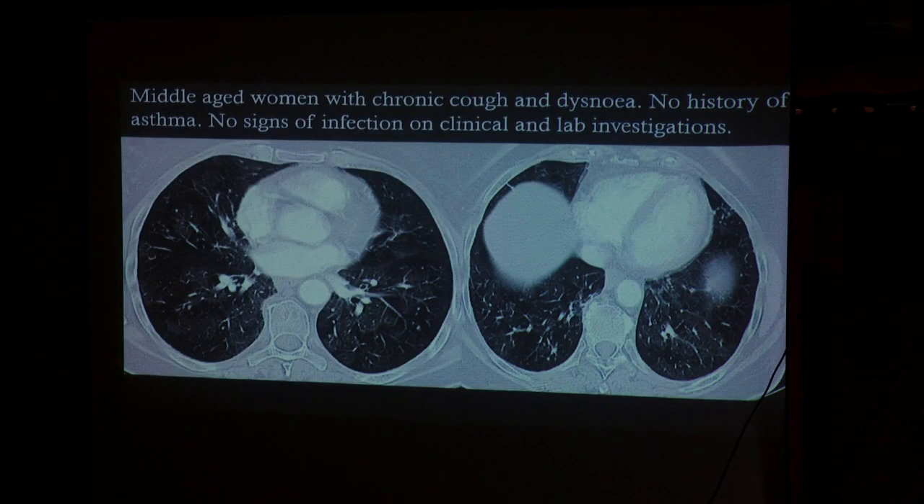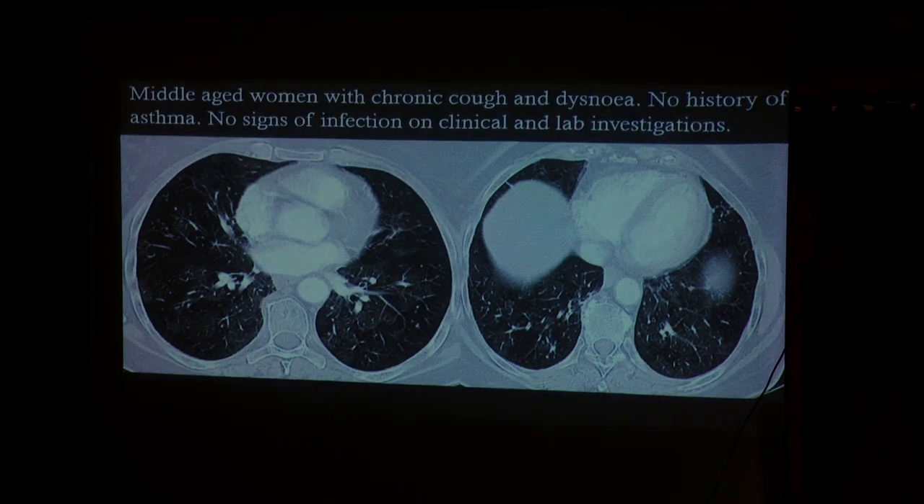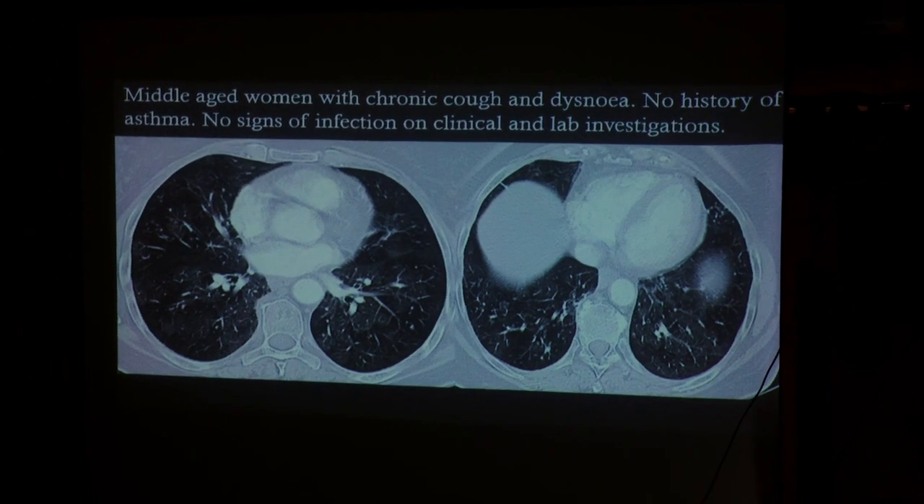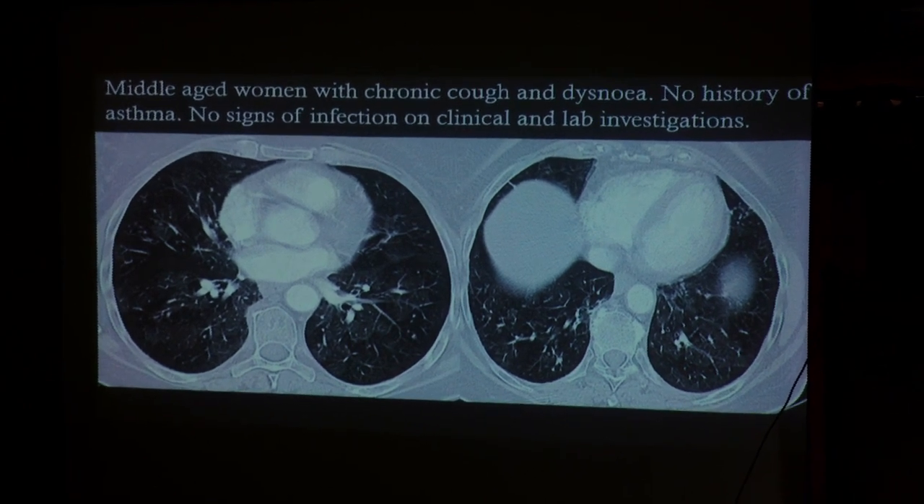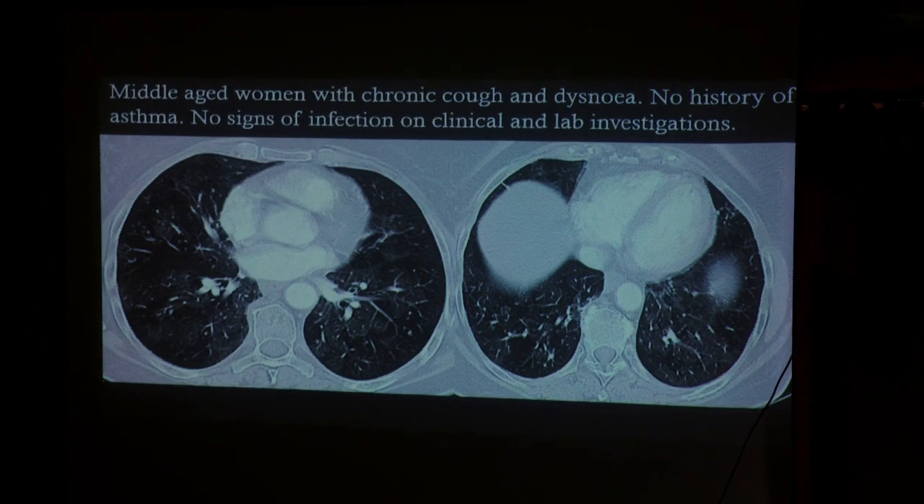So here we go. This is my first case. I have a set of 15 questions. I'll be giving clues and trying to figure out the diagnosis with this. So here we have a case of a middle-aged woman with chronic cough and dyspnea. There was no history of asthma. There were no signs of infection on clinical and lab investigations. Anybody? Diagnosis?